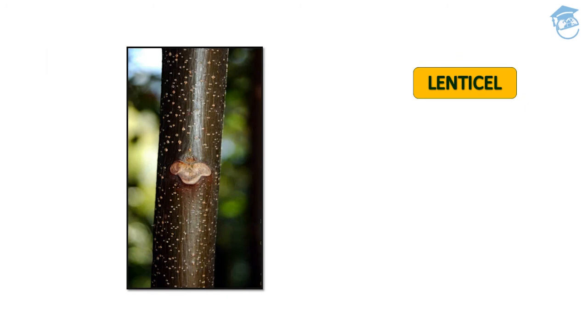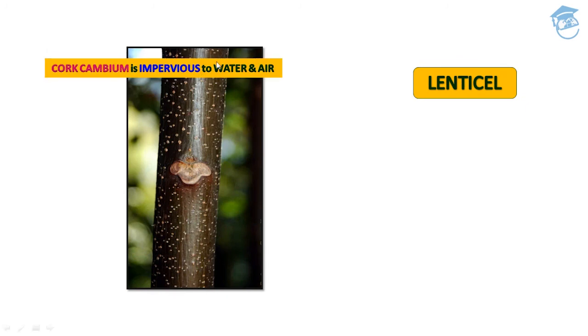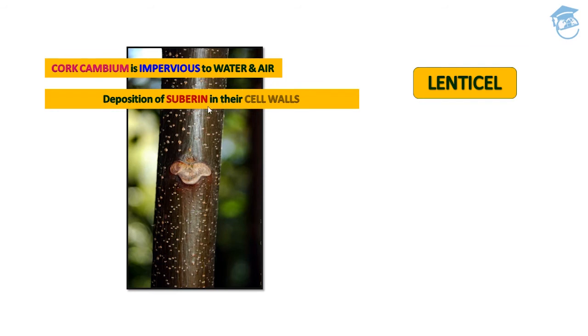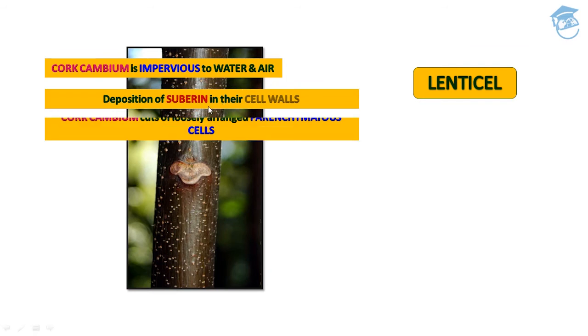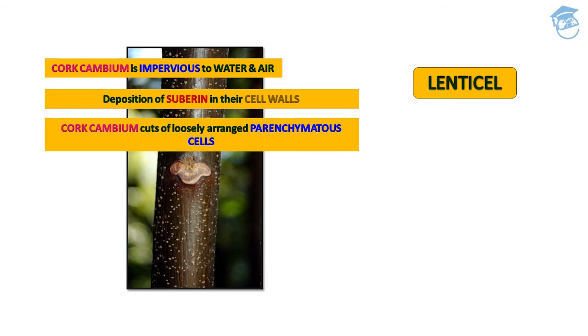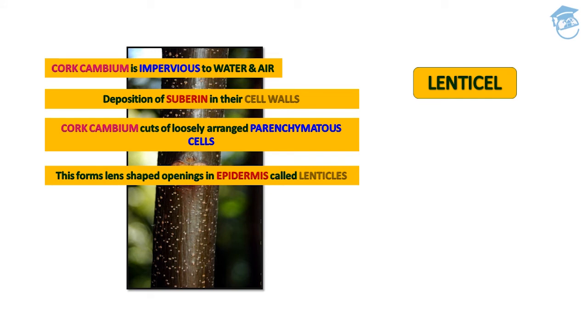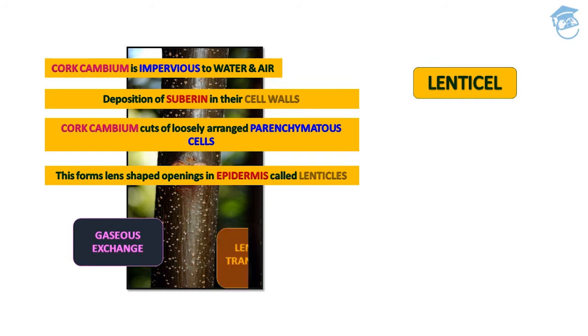Now we'll talk about the lenticels. Cork cambium is impervious to water and air. It helps in the deposition of suberin in their cell walls. And cork cambium cuts off loosely arranged parenchymatous cells, and this forms lens-shaped openings in the epidermis, which we call lenticels. Okay, so that helps in gaseous exchange, and it also helps in lenticular transpiration to improve the cooling of the plant body.